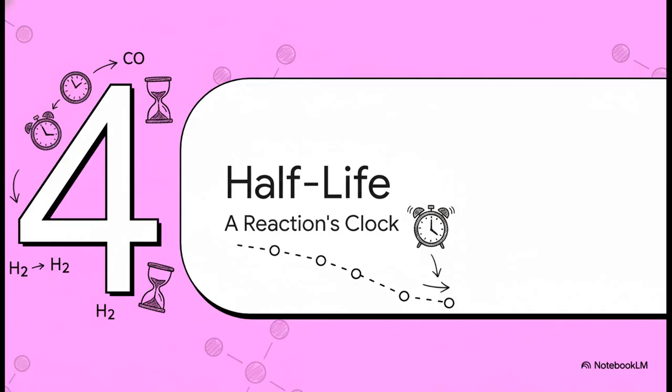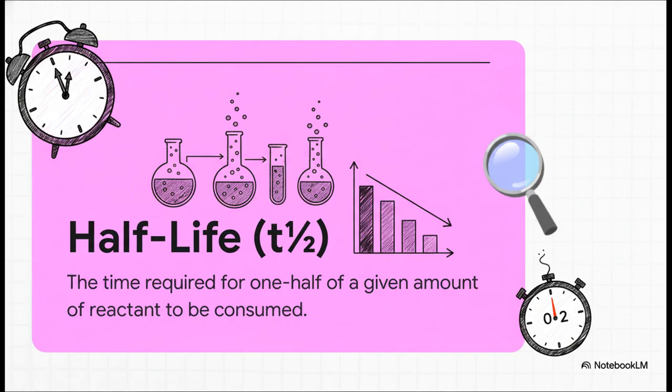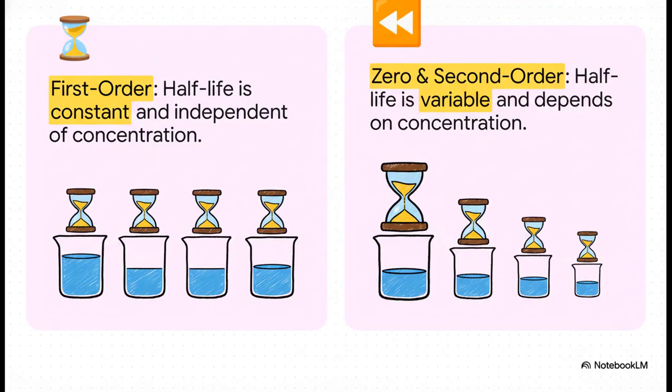Now that we've identified our reaction, we unlock one of its most important and useful characteristics, something called its half-life. The half-life is pretty much exactly what it sounds like. It's the time it takes for exactly half of your reactant to get used up. You can think of it as a reaction's own little signature countdown clock. And here's the really crucial difference. For first-order reactions, things like radioactive decay, the half-life is constant. It always takes the same amount of time to go from 100 grams down to 50 as it does to go from 50 down to 25. But for zero and second-order reactions, that's not true. Their half-life is variable. It actually changes as the reaction goes on. That's a huge distinction.